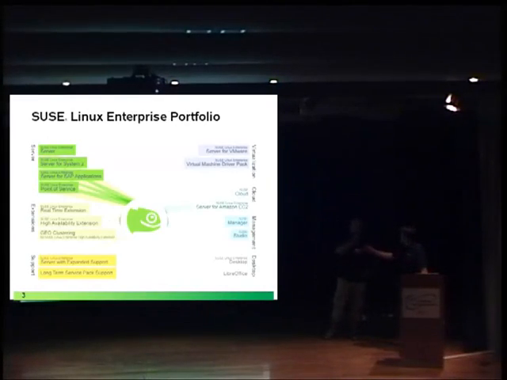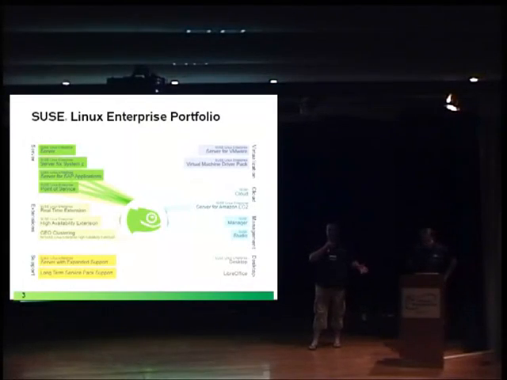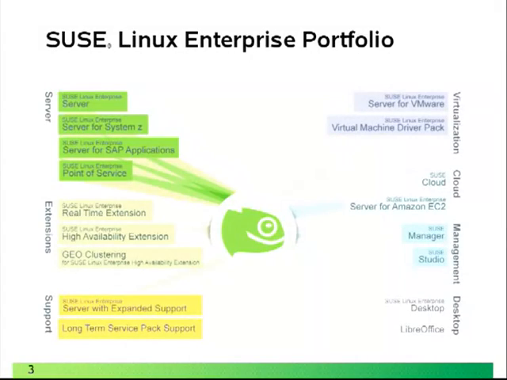SLE is a whole bunch of products, a whole family. You can see our whole product portfolio that SUSE has on this slide. The most important parts that belong to SLE are our server for System Z, our server for SAP applications, our POS solution. We have a real-time extension for real-time calculations, for time-critical operations. We have the high availability extension, including also a geo-clustering extension for highly available setups for real mission-critical systems where you want to have a failover scenario and stuff like that.